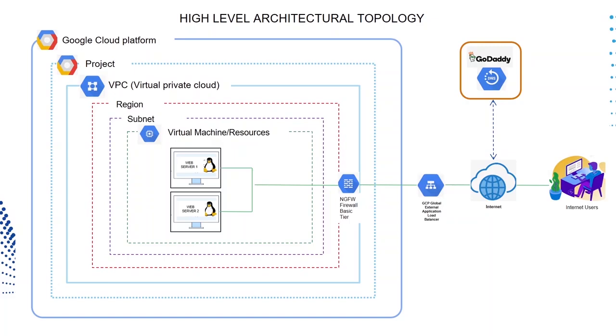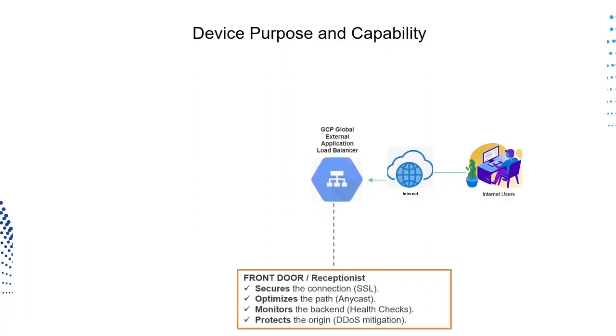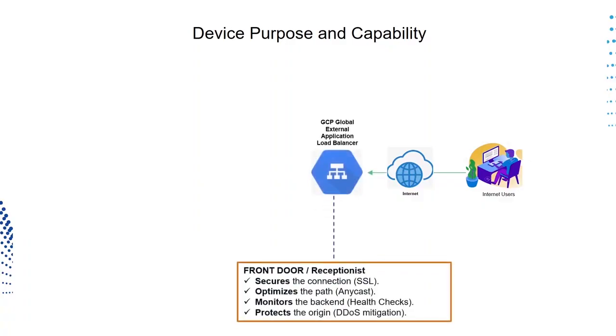In the upcoming segment, we will perform a deep dive into each specific component, examining their strategic roles and technical capabilities and how they collectively fortify our infrastructure. Now, let's discuss the device purpose and capability. Our first component is the load balancer. At the front of our architecture is the Google Global External Application Load Balancer.